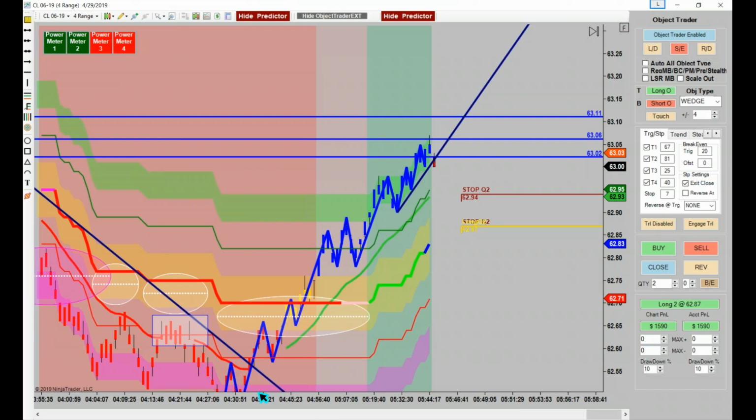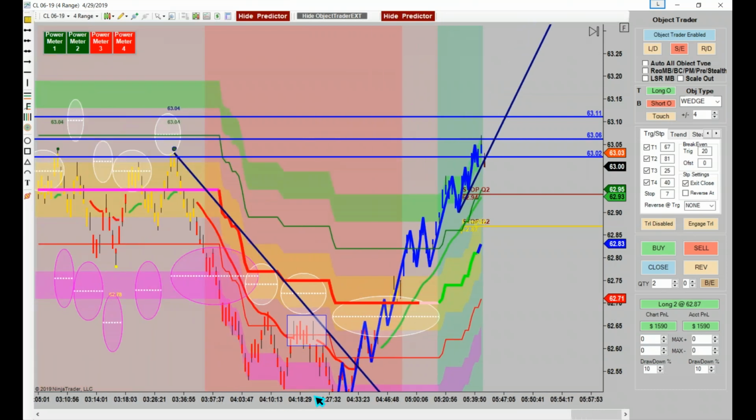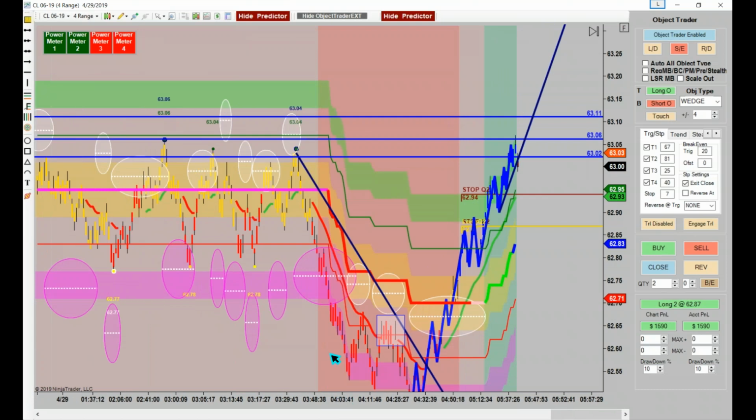Especially if it hits previous resistance. See there? It's hitting previous resistance that we already had drawn on our chart. Because we drew this earlier when we first got in this webinar. Remember, we were drawing support and resistance.